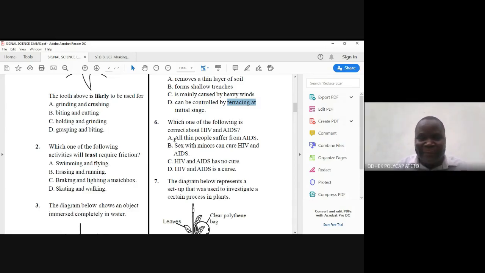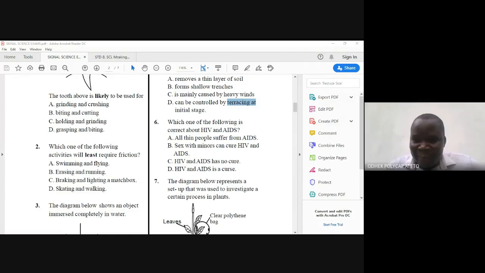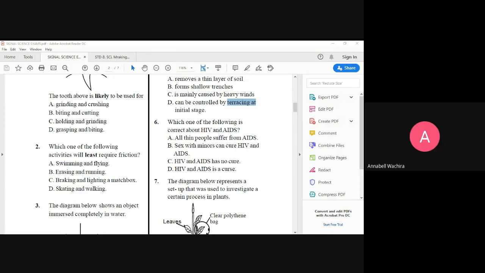Let's start, my dear. Choice A. All thin people suffer from AIDS. B. Sex with minors can cure HIV and AIDS. C. HIV and AIDS has no cure. D. HIV and AIDS is a curse.